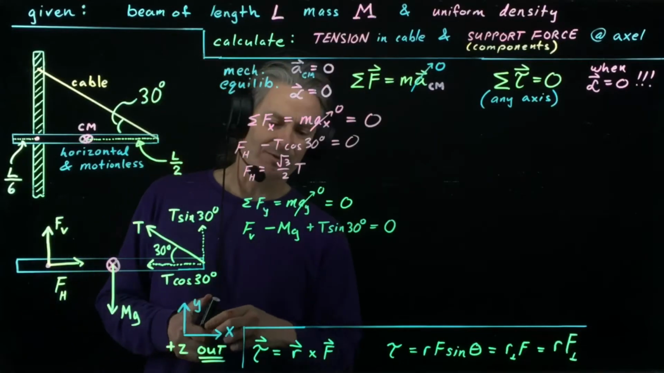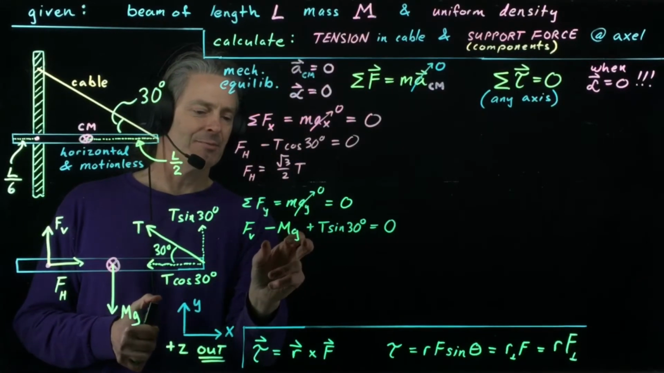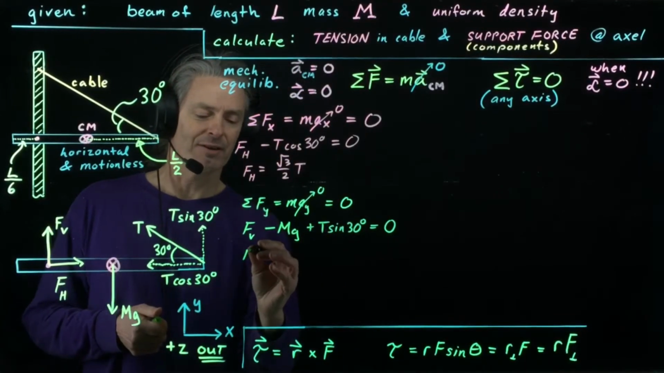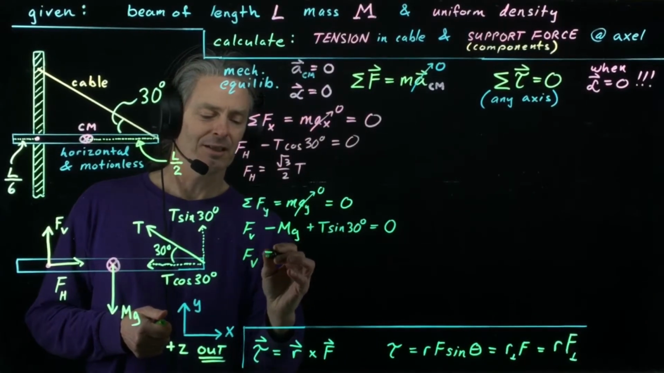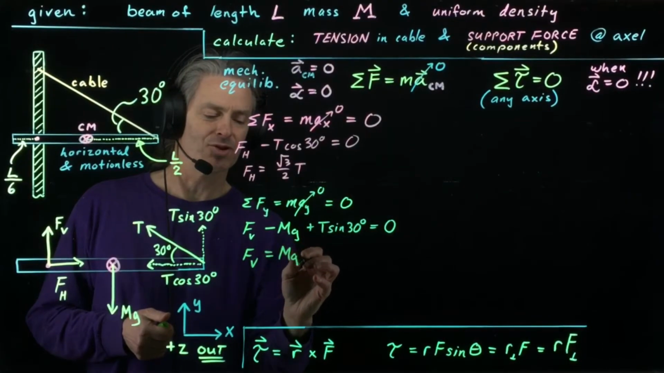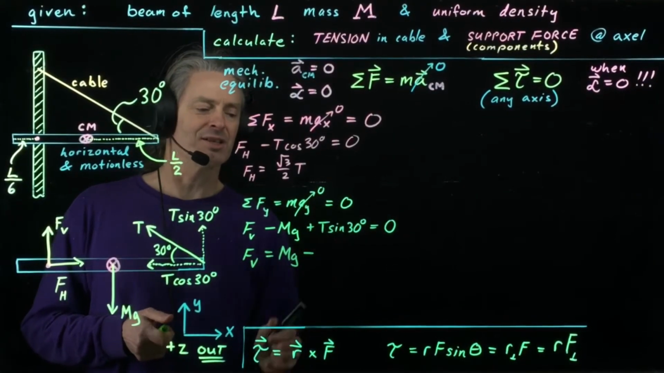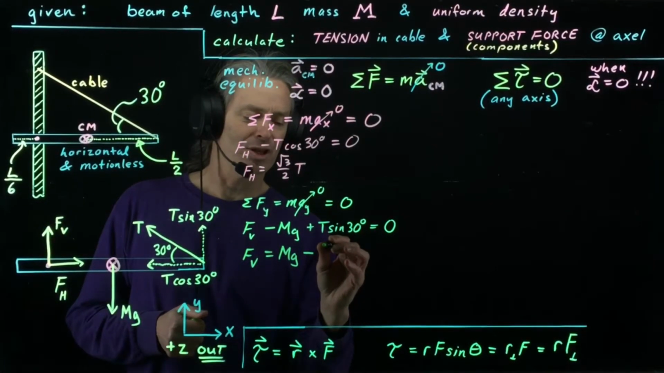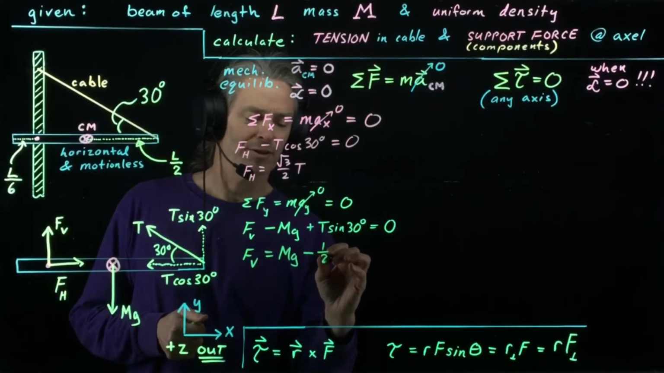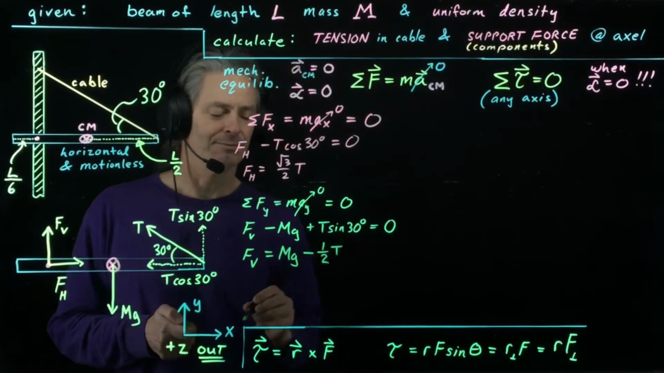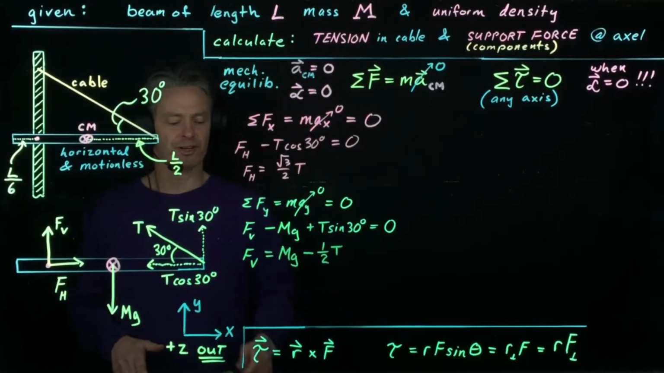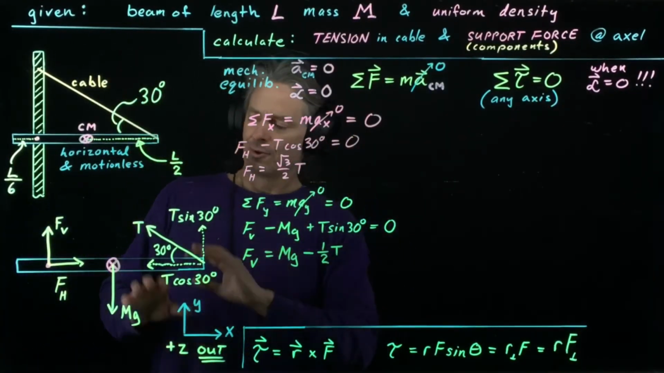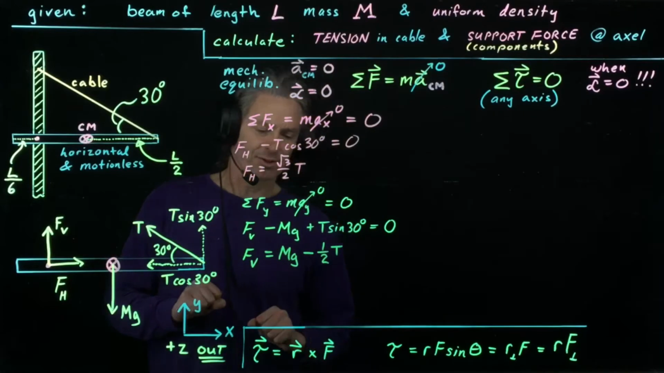We can solve it for f sub v. So I can add mg to both sides. I can subtract t sine of 30 from both sides. So I'll have f sub v equals capital M times g minus t sine of 30 degrees. Sine of 30 degrees is a half, so I'm going to have mg minus 1/2 times t. And that's as far as I can go for now. So, as we stand, three unknowns, but only two equations so far.